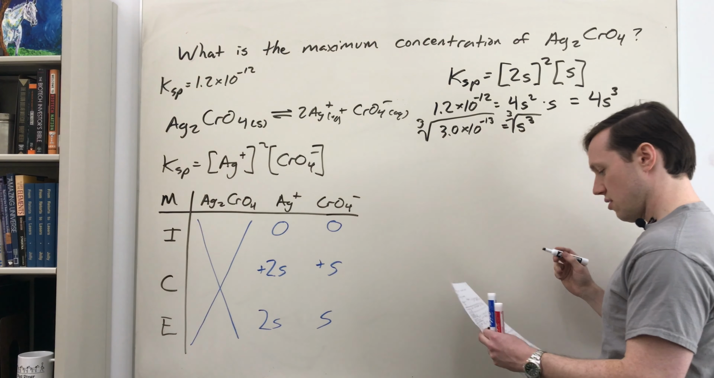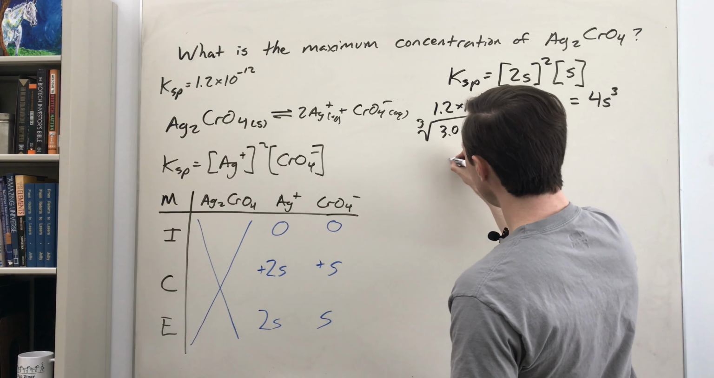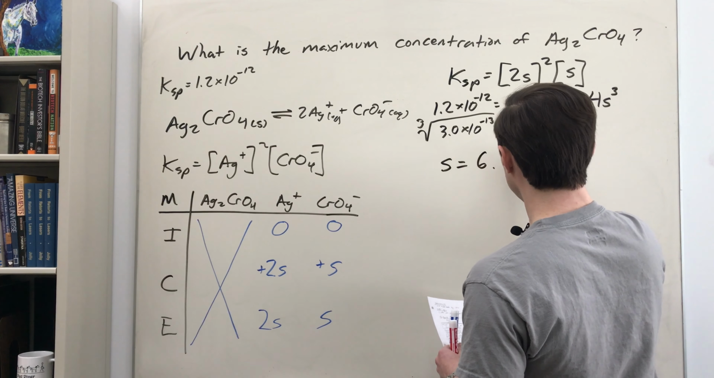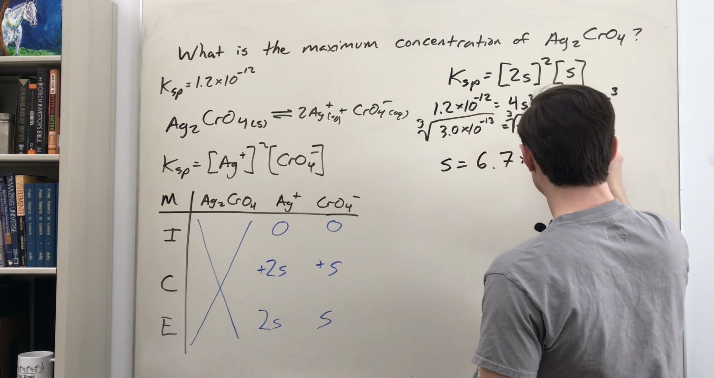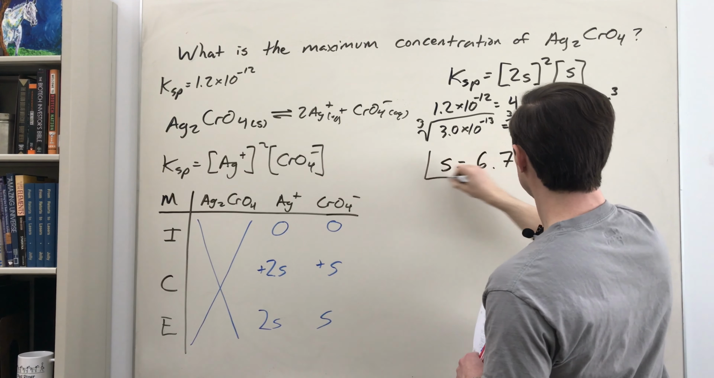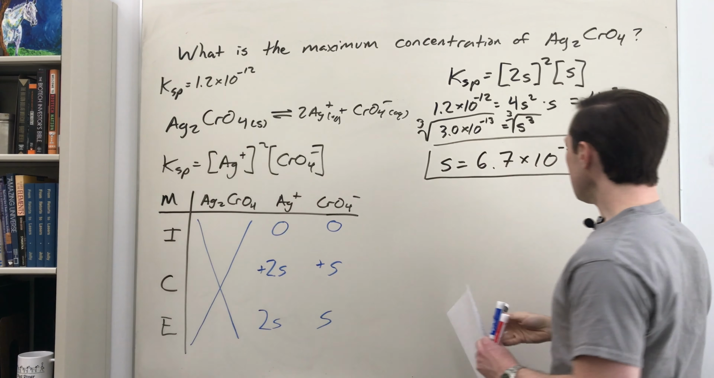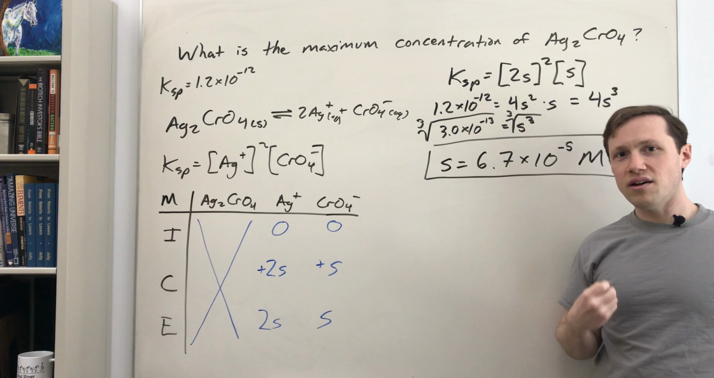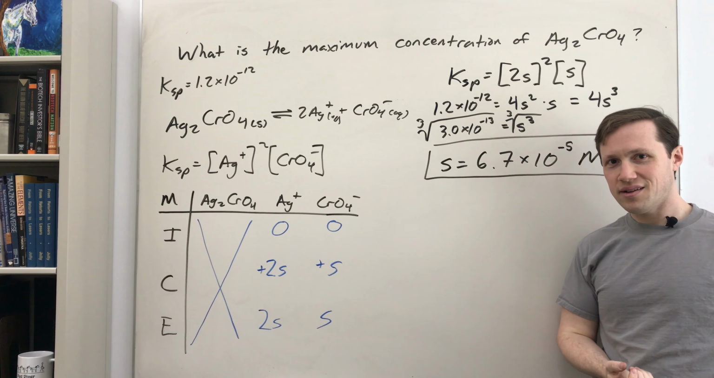If we do that root, we find that s is equal to 6.7 times 10 to the negative 5 molar. This is the most concentrated solution of silver chromate that is possible.